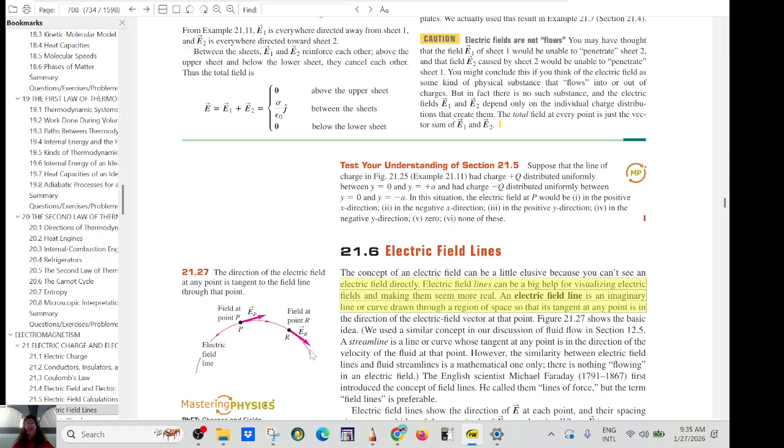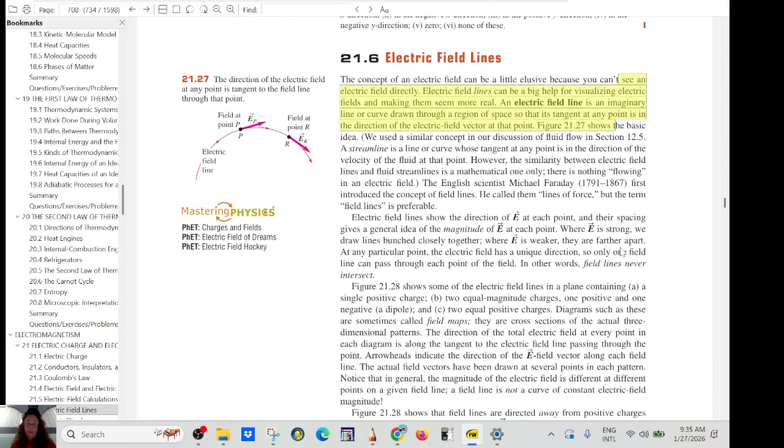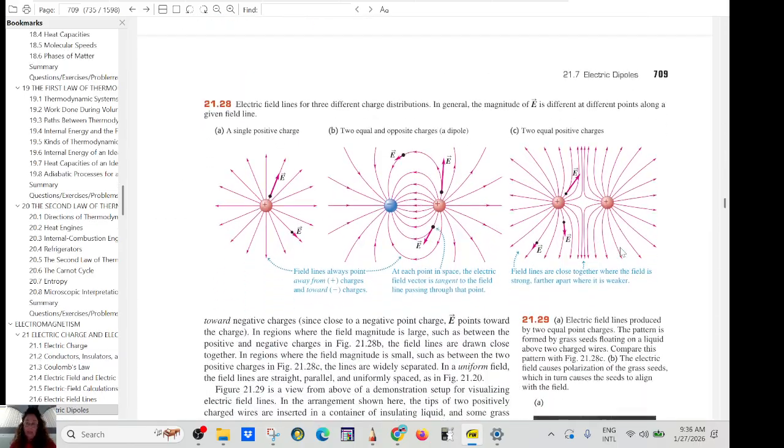So if you have a line like this, the force will be tangent. If it's a negative charge, it will be anti-parallel, because a negative charge always wants to go against the electric field. Okay, so maybe I didn't make that clear. And if you scroll down, so I can scroll down, page 709.